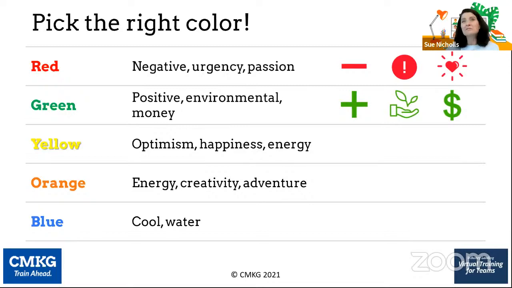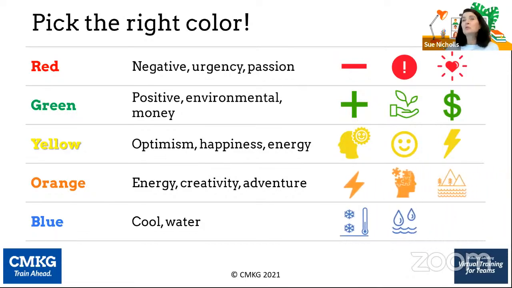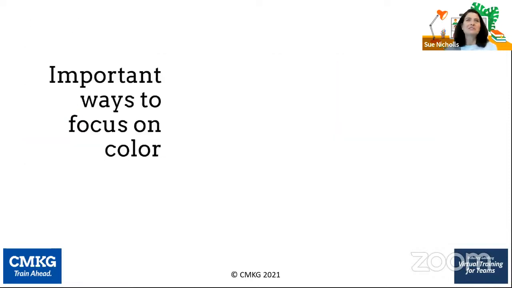So red typically depicts negative, urgency, and passion. Green is positive, money, environmental. Yellow, optimism, happiness, and energy. Orange, energy, creative, and adventure. And blue is cool and water. Some of these are more prominent than others, like red and green are obviously really big indicators. So if you're showing a positive number and you don't make it green, you make it purple, that's kind of weird. So sometimes we have to stick to some of the norms associated with picking that color instead of trying to be creative and make them different colors.